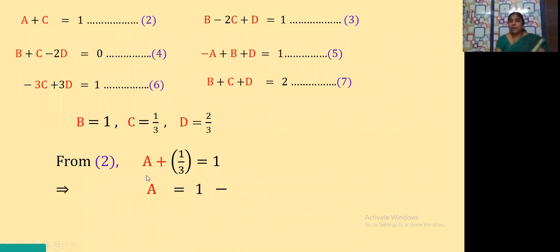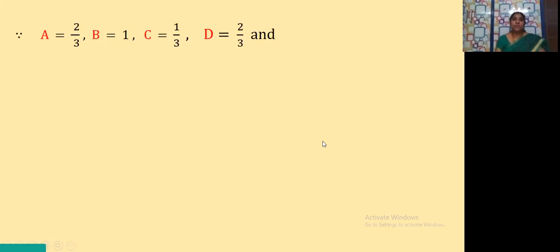1 minus 1 by 3, which is 3 minus 1 is 2. So A is how much now? 2 by 3. Okay. Now here we got all the values of A, B, C, D constants. Now here these are the four constants values. And what is our equation? Which is divided into partial fractions, children.